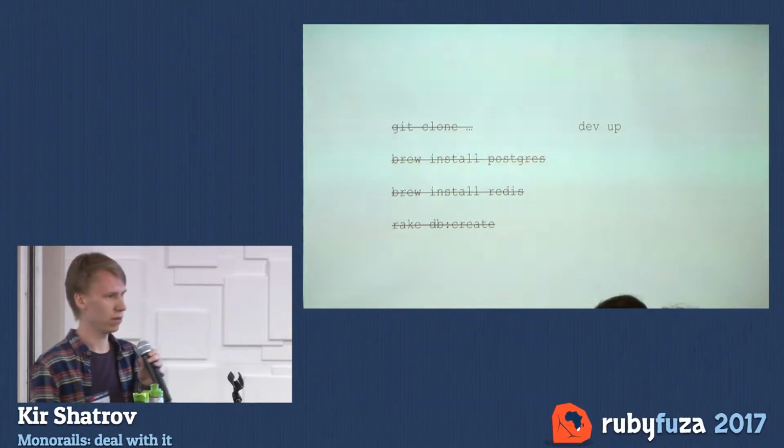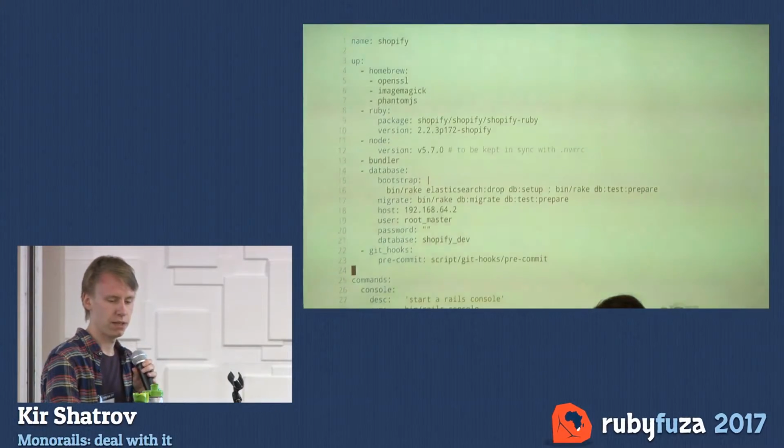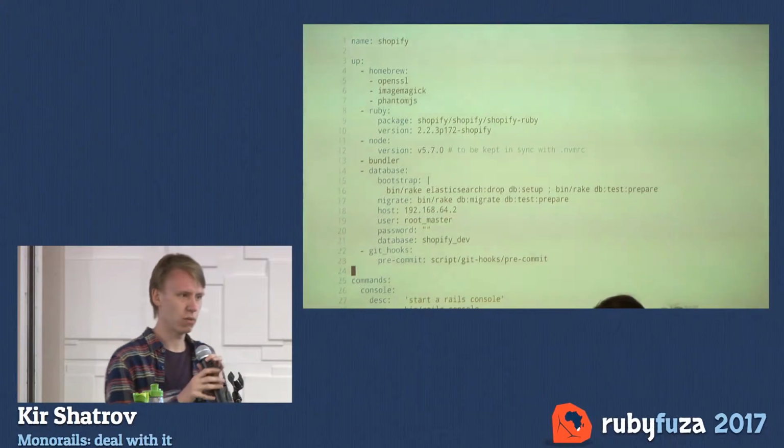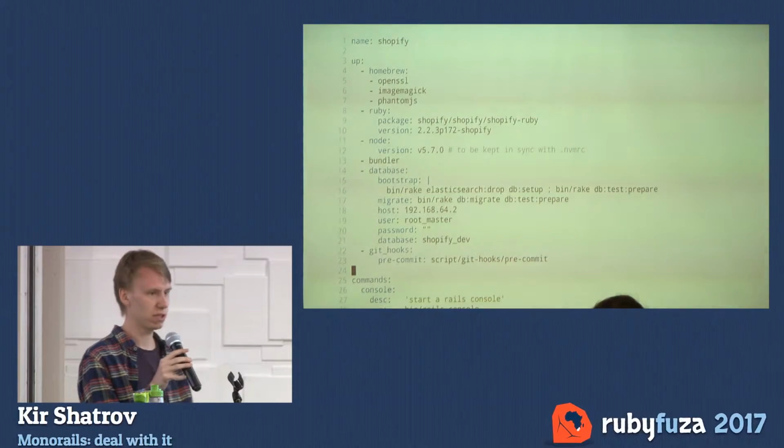So we have this script called dev. You run dev up, like vagrant up. And we got this YAML that describes all the components that a project needs.